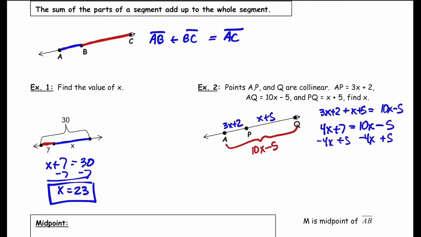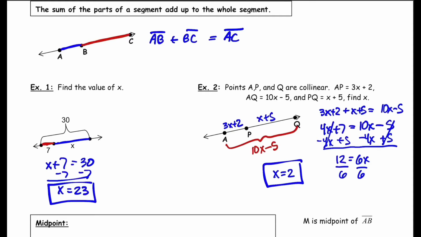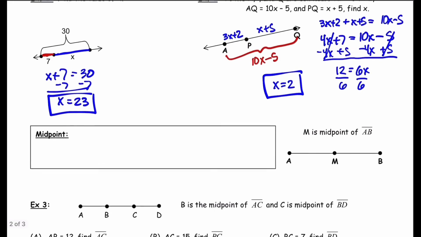I like to do it all in one step. Saves a little bit of writing. So those two will cancel there. These two will cancel here. 7 plus 5 is 12 equals 6x. Divide by 6, and x equals 2. So that's about as challenging as that gets. That's not easy, but not overly difficult either.